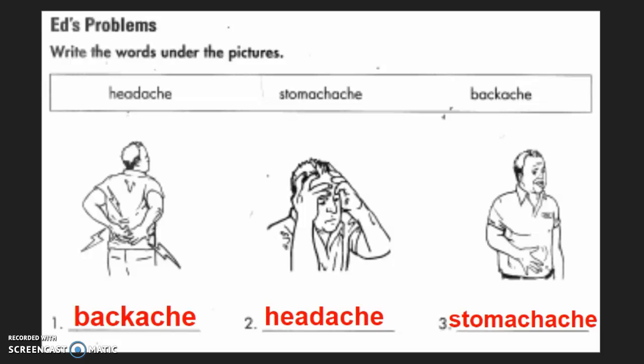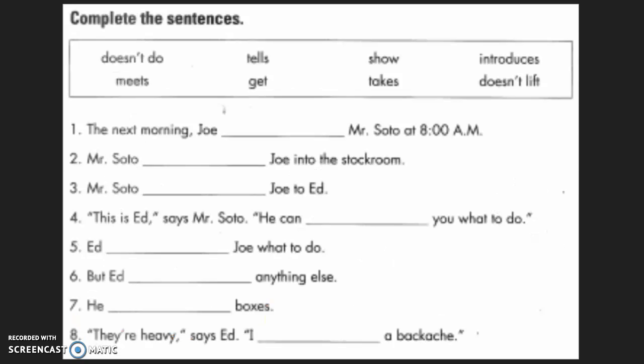Now we're going to answer some questions about the story. The instructions say complete the sentences. First, let's read the words in the box. Doesn't do, tells, show, introduces, meets, get, takes, doesn't lift.